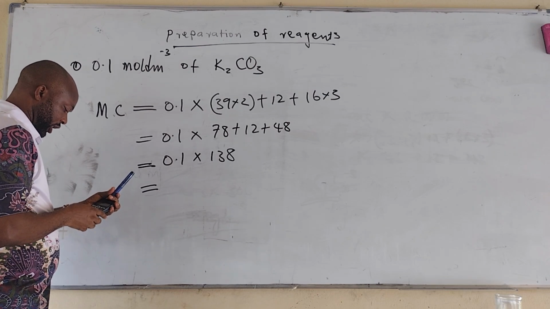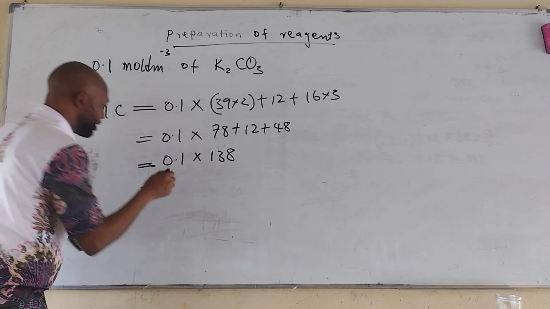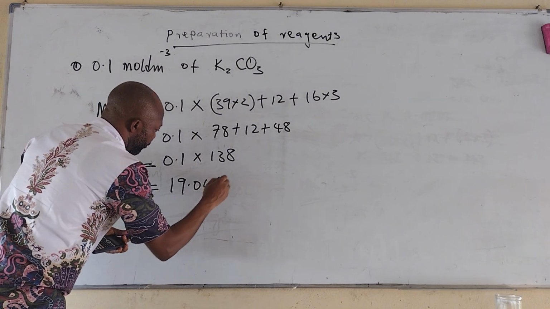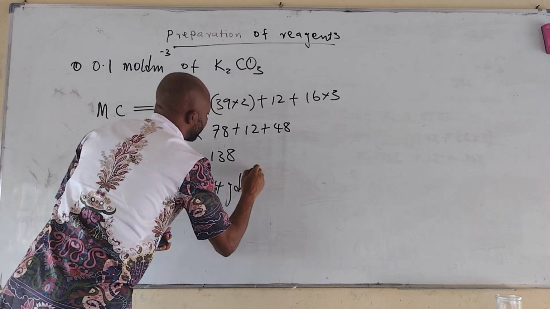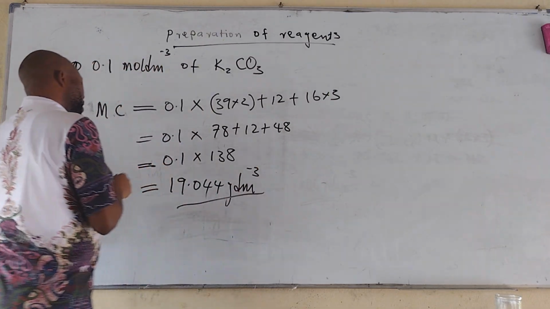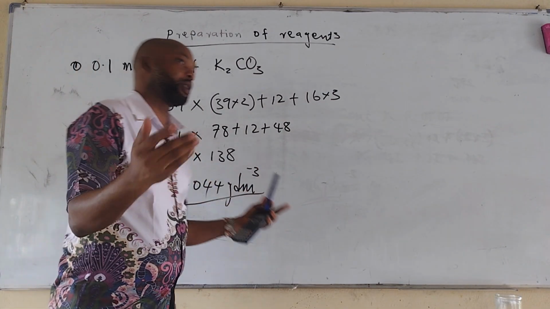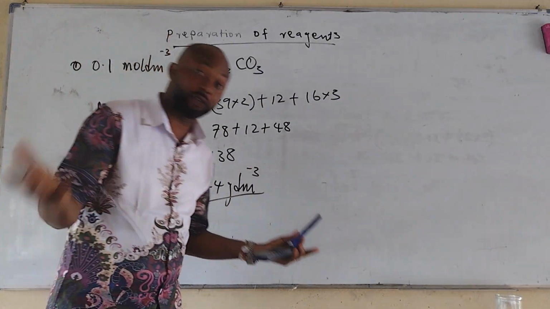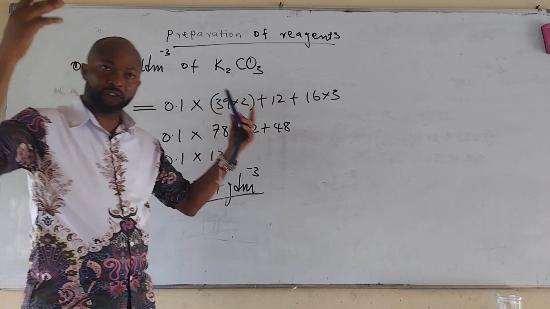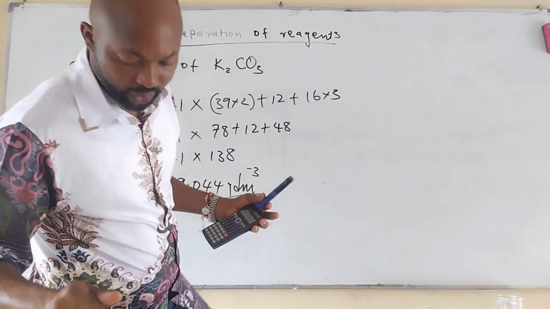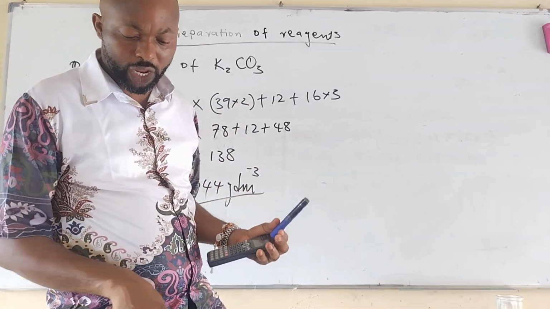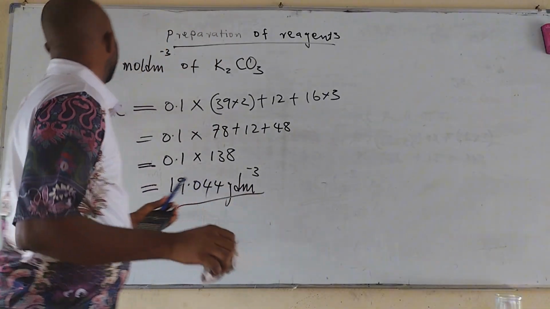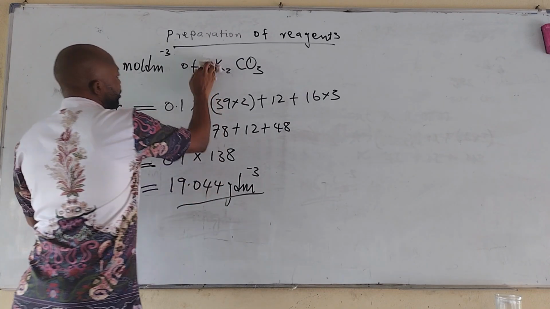0.1 times 138 is 19.044 g/dm³. Let's call that 19.0 in 3 significant figures. You dissolve this in 1000, divide by 2 and dissolve in 500, divide by 4 and dissolve in 250, any one you want. That's how we go. So let's calculate 0.1 mole per dm³ of sodium chloride.